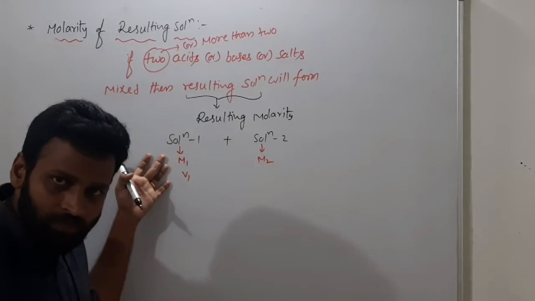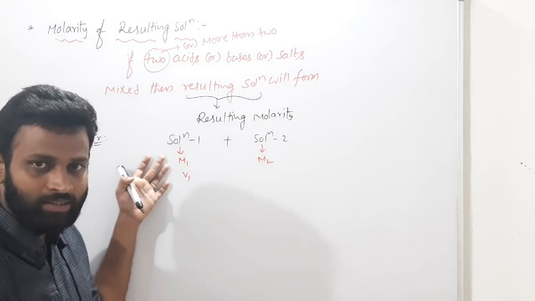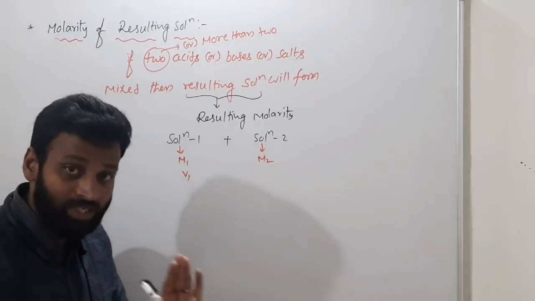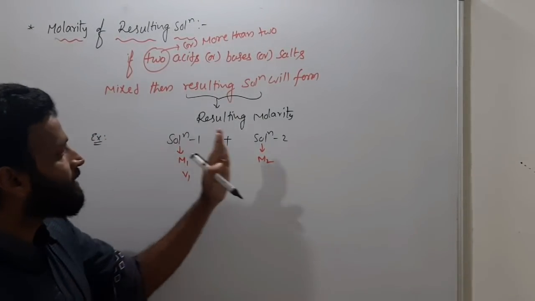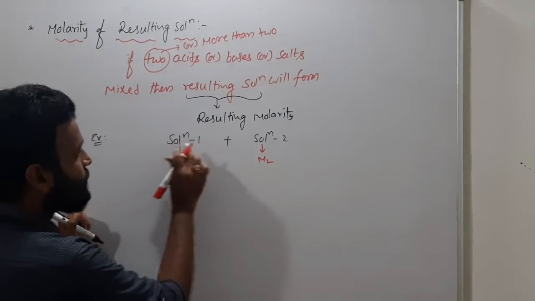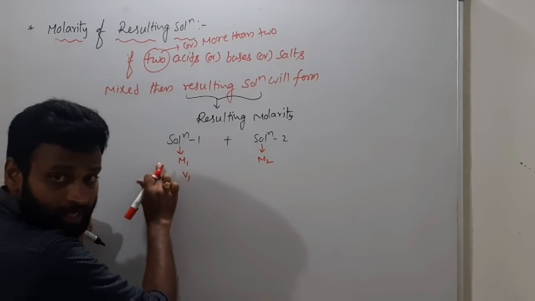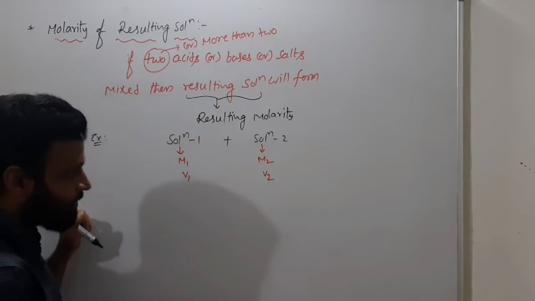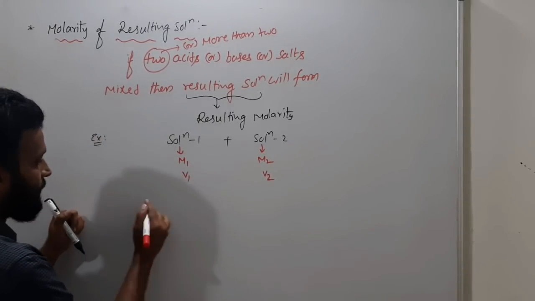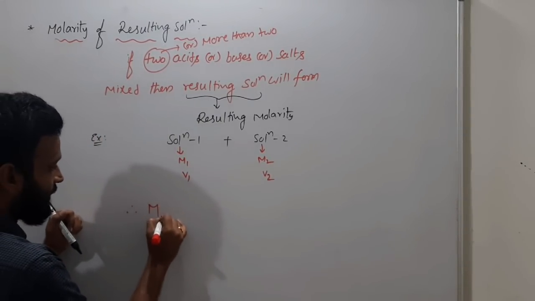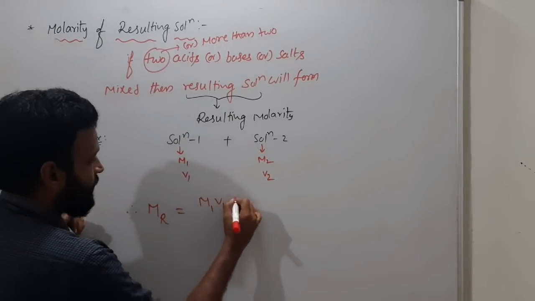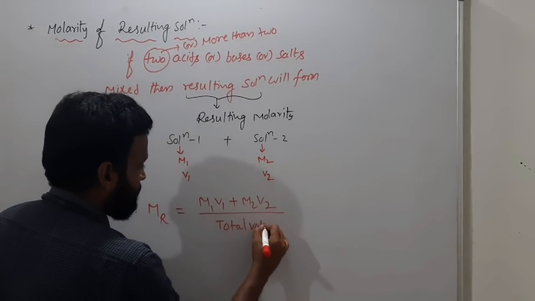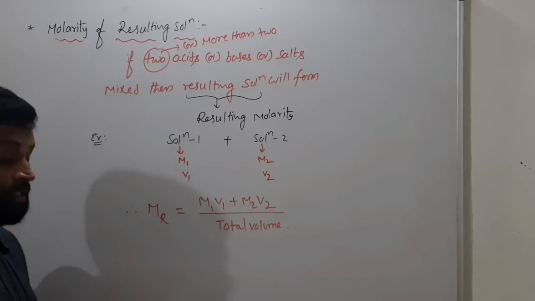What is solution 1? Some HCl solution, hydrochloric acid, and some HNO3, nitric acid. So I am mixing two acids. Solution 1 has molarity M1, volume V1. Solution 2, molarity M2, volume V2. If I am mixing these two, what is the resulting molarity? It is M1V1 plus M2V2 by total volume.